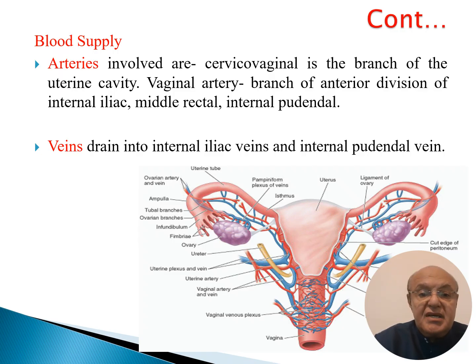These include the uterine artery, vaginal artery, middle rectal artery, and internal pudendal artery. All of these arteries come from the internal iliac arteries. The drainage is likewise into the internal iliac vein and internal pudendal vein. The internal iliac artery goes to the common iliac artery and then to the aorta.